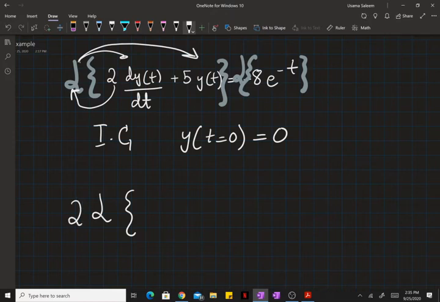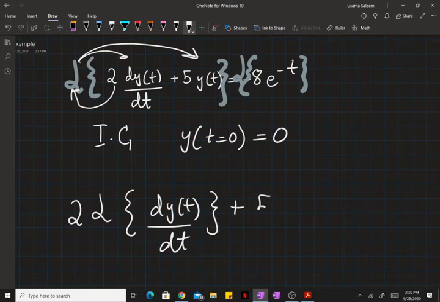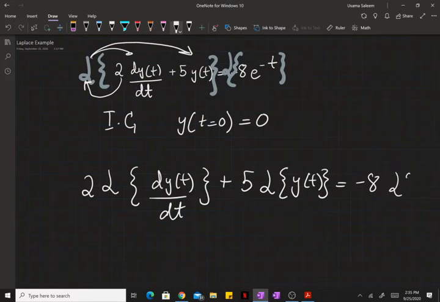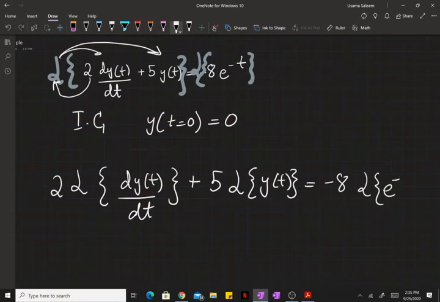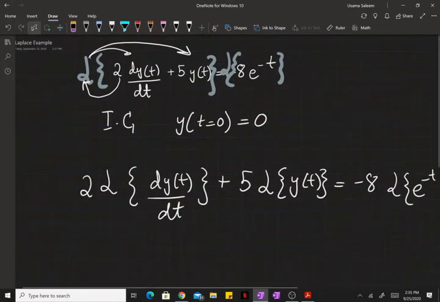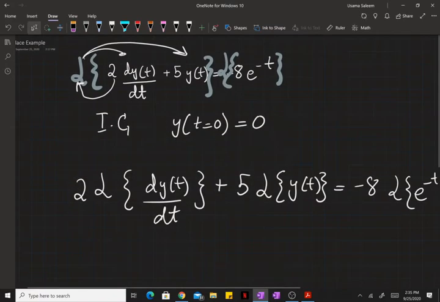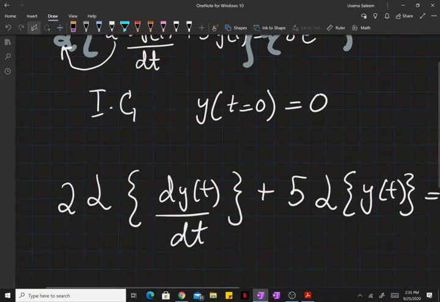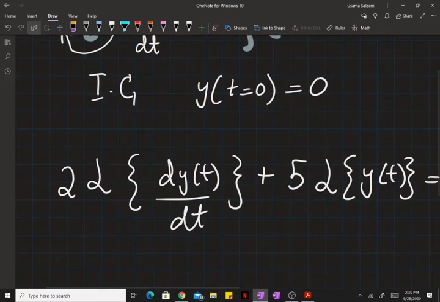So this becomes 2 times the Laplace transform of the derivative term plus 5 times the Laplace transform of y equals negative 8 times the Laplace transform of e to the negative t. Again, just to repeat, all I've done is take advantage of the fact that the Laplace transform is a linear operator, so I've been able to expand it and factor out the constant terms.